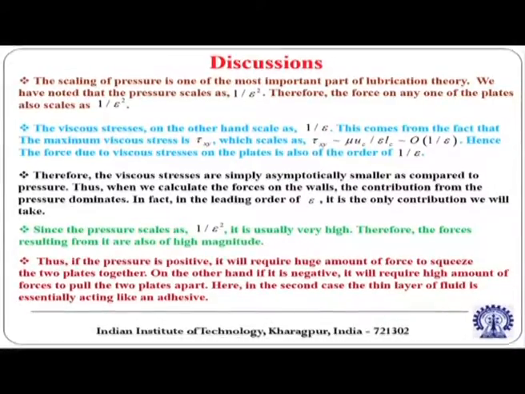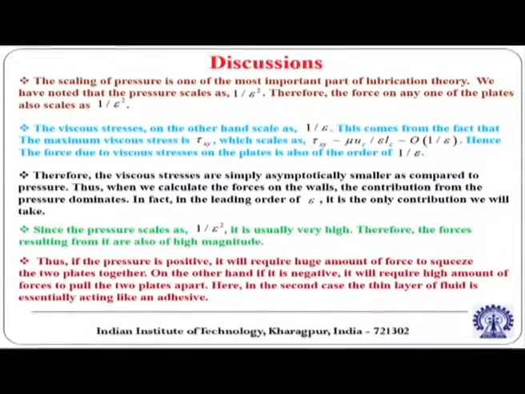Therefore, the viscous stresses are simply asymptotically smaller as compared to pressure. Thus, when we calculate the force on the walls, the contribution from the pressure dominates. In fact, in the leading order of epsilon, it is the only contribution that we will take. So, when we calculate the force, do not ask me why we are not considering the viscous stress, because the reason we have already clarified. That is why finding the pressure distribution is one of the big things in lubrication theory, because that will give the force on the boundaries.